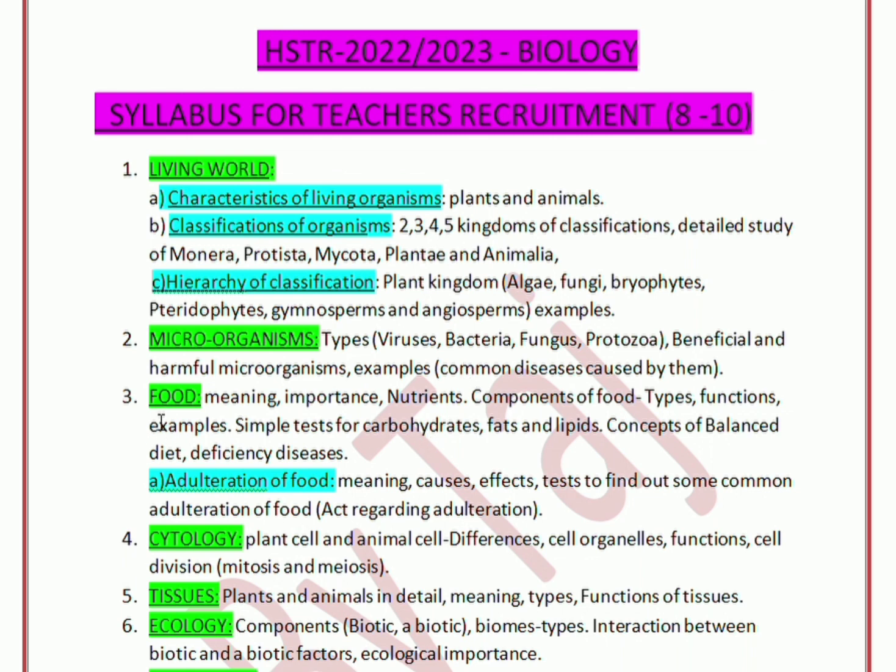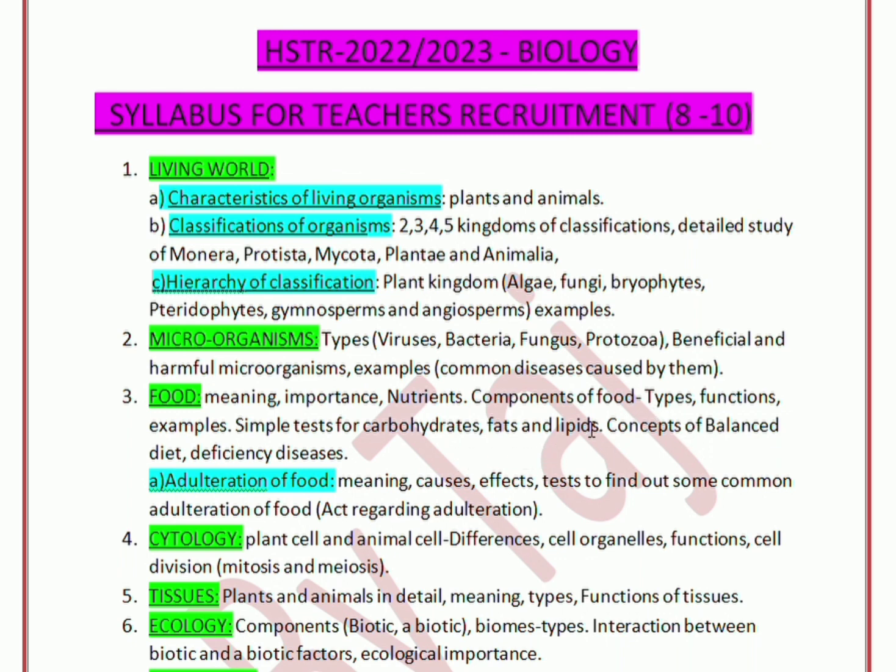So the third chapter you have is about food. In that food: meaning, importance, nutrients. Meaning of food, importance of food, nutrients of food. Along with that, components of food, types, functions. Along with that, examples. And here, simple test for carbohydrates.